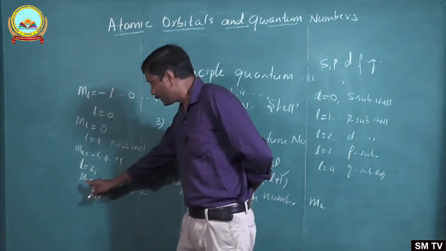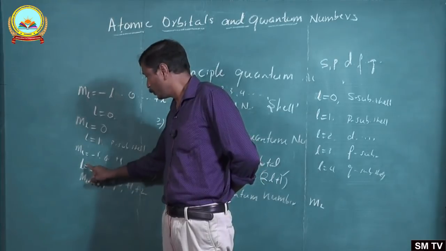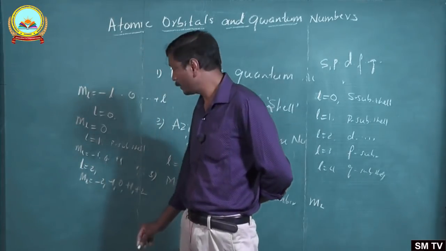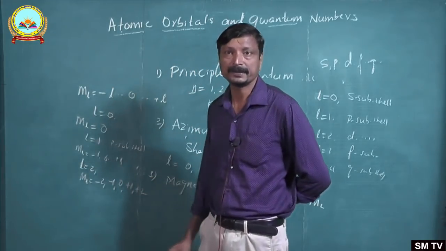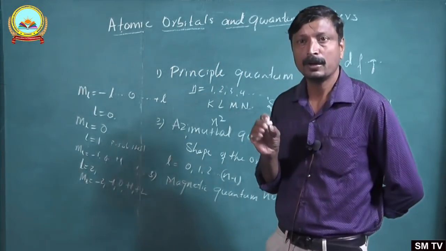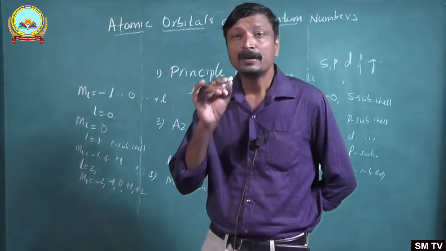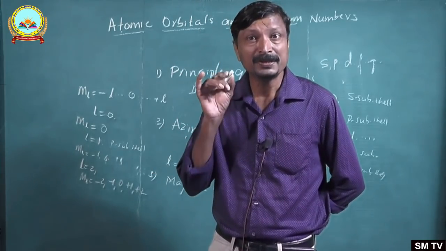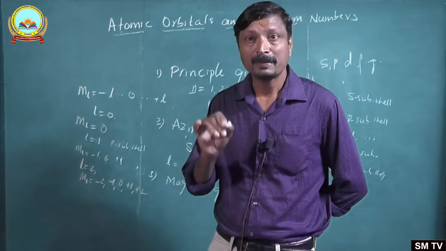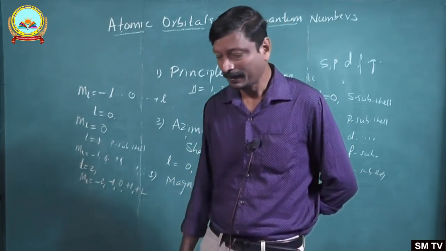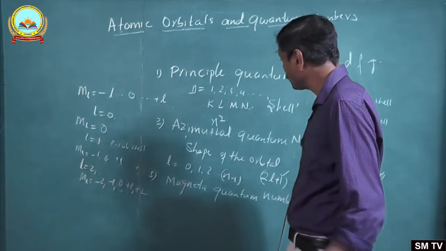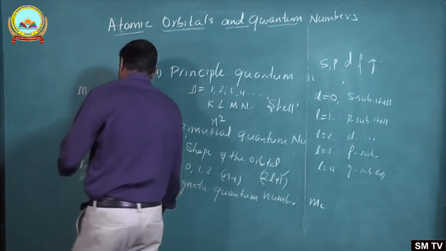For L is equal to 2, that is a D subshell. How many orbitals are present? 1, 2, 3, 4, 5. In each subshell, how many orbitals are present? 2l plus 1. In each main shell, how many orbitals are present? N square.